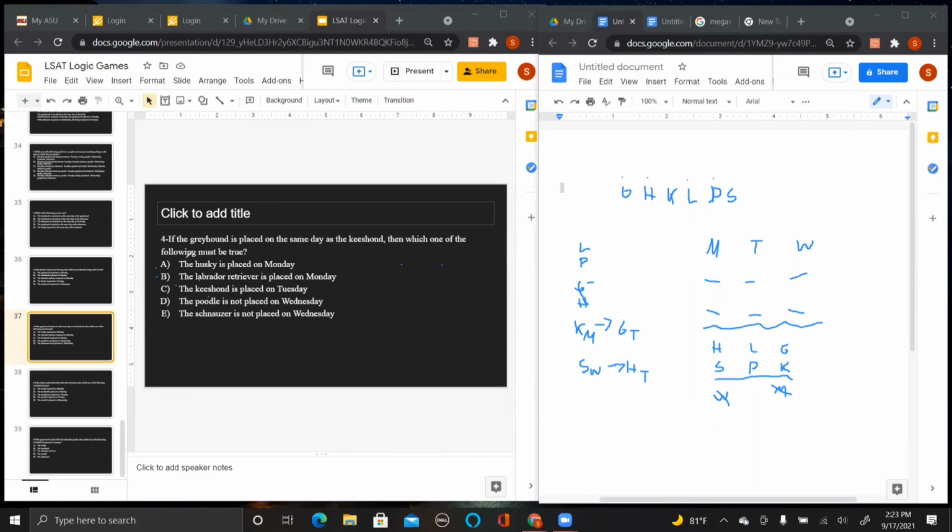That could be true. The Poodle is not placed on Wednesday. It can go on Wednesday. Again, L and P, they can go anywhere. The Schnauzer is not placed on Wednesday. Oh yeah, H and S cannot be on Wednesday. We have that. Fantastic. That's what must be true. Again, must be true answers normally follow from your rules. We already had that. We followed it.